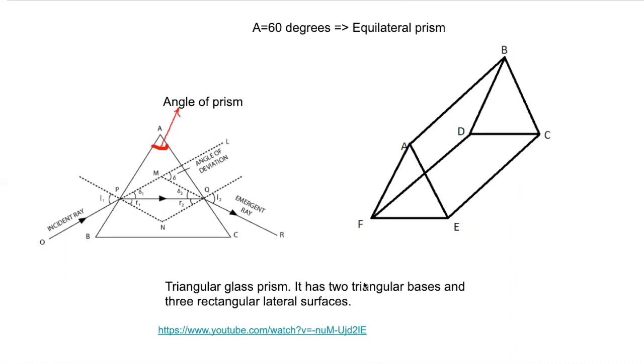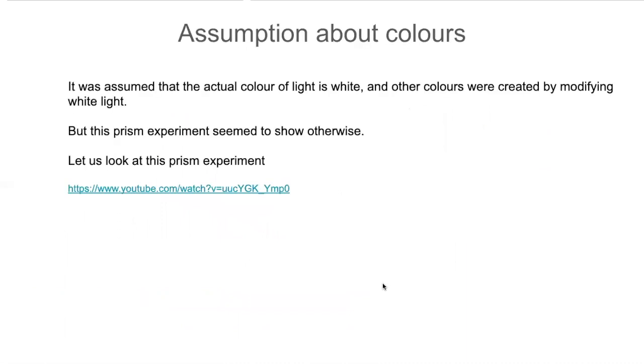Now let's go to the next one. First of all, what do you think is the color of light? It is a very tricky question. First people assumed that the color of light is always white, but because of some reasons, for example, when the light passes through a red color glass, it becomes red light. So it was assumed that the actual color of light is white and other colors were created by modifying the white light. But this prism experiment showed something new. Let us look at what that experiment is.